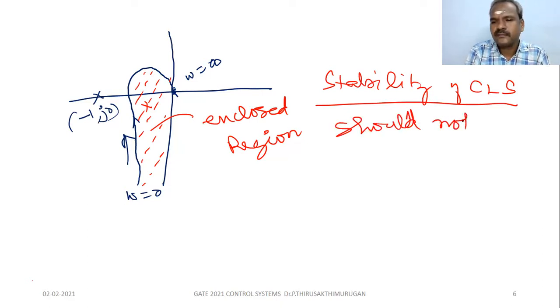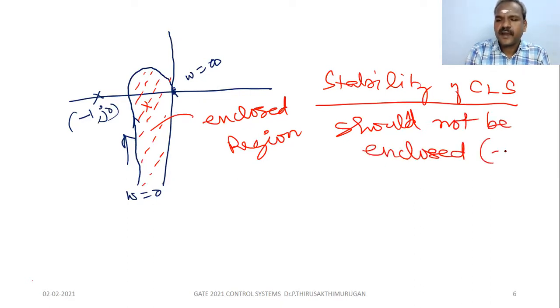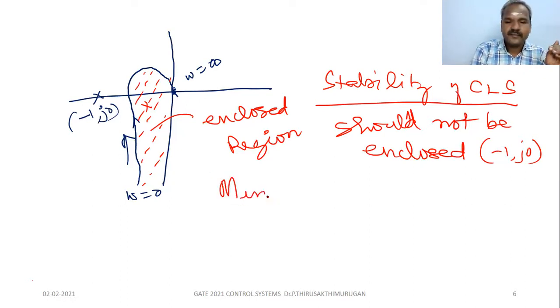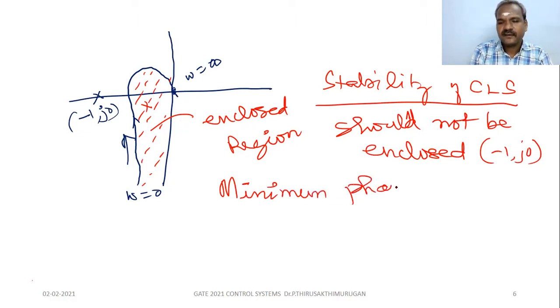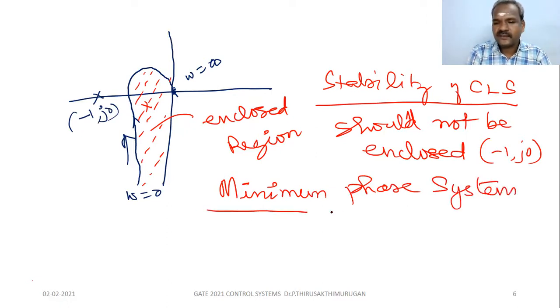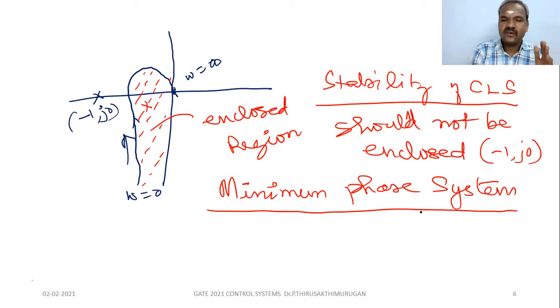Should not be enclosed, right? Enclosed -1 j0 point on the polar plot. Generally, it is applied to a minimum phase system. So this is very important. So what is a minimum phase system in general? A minimum phase system is a stable system. It happens only in the minimum phase system. That means no poles lie on the right hand side of the S-plane.